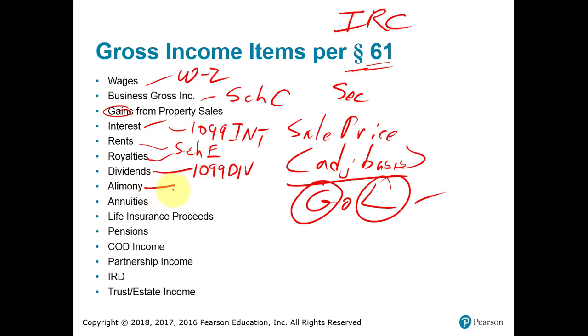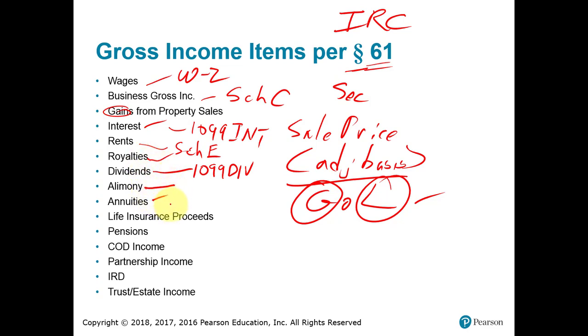If you receive alimony, not property settlement, not child support, but alimony specifically mentioned in the divorce decree, the legal papers for a divorce approved by the court, that is going to be income to whoever receives it and a deduction to whoever pays it.